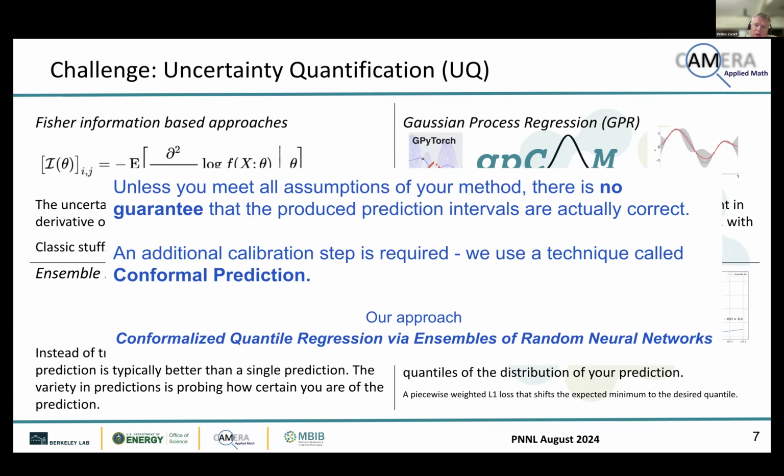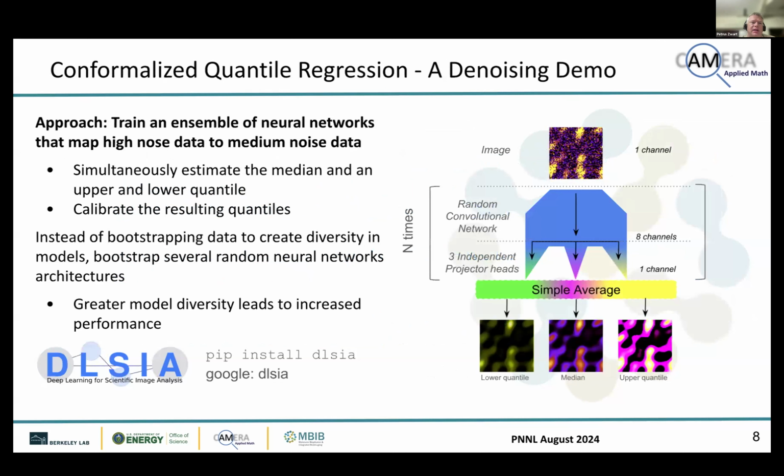So what we are going to use here is not Gaussian process regression, because our data sets are too large for that to be possible. What we're using is conformalized quantile regression via ensembles of random neural networks. And I'll show you exactly how that works right here. So the idea is to train an ensemble of neural networks that map some high noise data to a medium noise data. So what we're trying to do is build a relationship, a function that takes this high noise data set here to the ground truth right there.